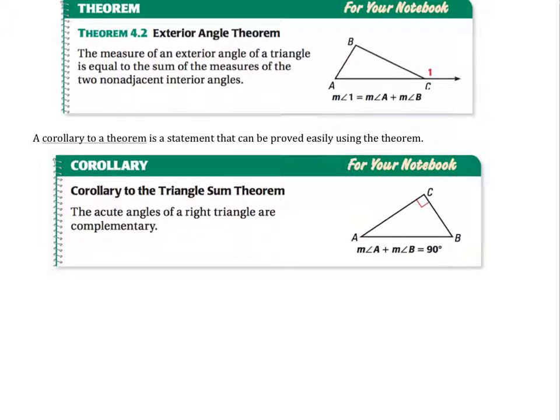Now remember, the triangle sum theorem states that the sum of the interior angles of a triangle is equal to 180 degrees. So this is the corollary to that. It says the acute angles of a right triangle are complementary.